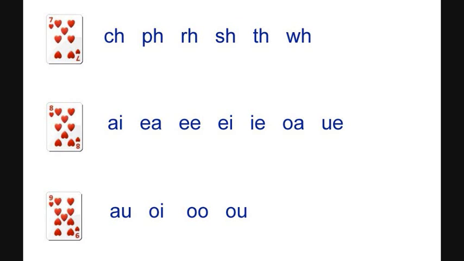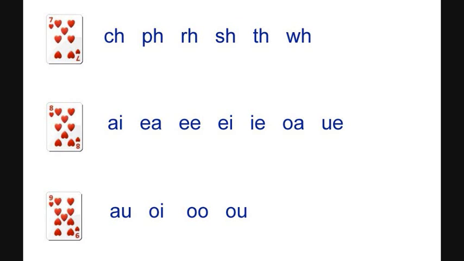When vowels are together in a word, they usually sound like the name of the vowel that comes first. Look at the eight of hearts. The sounds are A, E, E, E, I, O, U, or sometimes U.